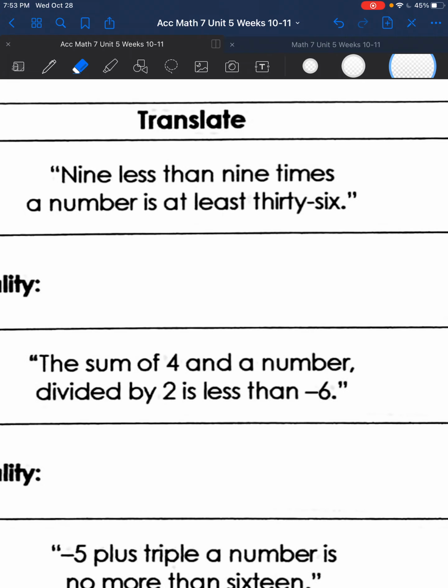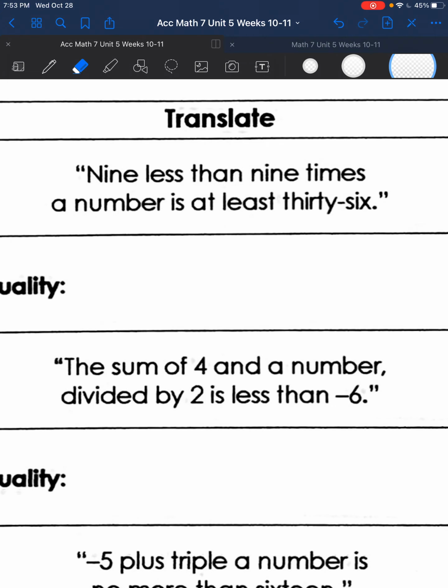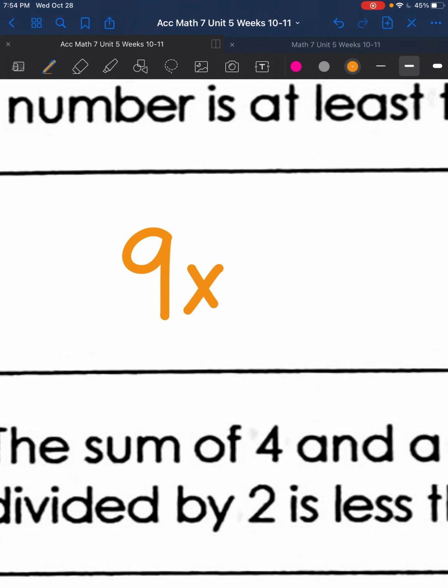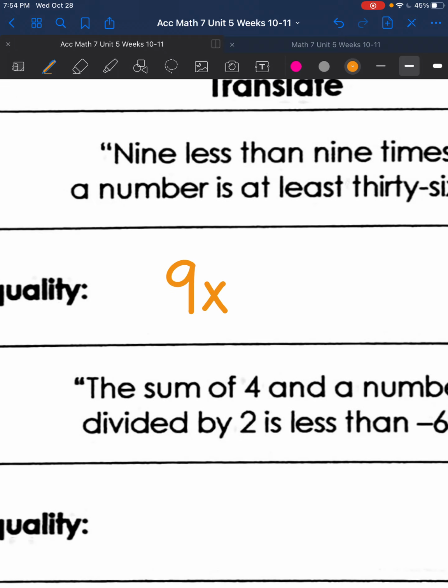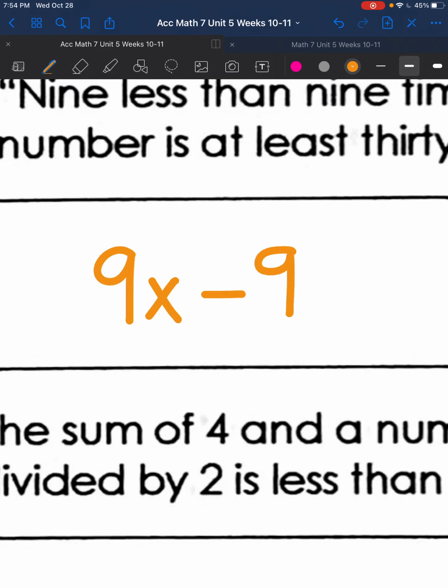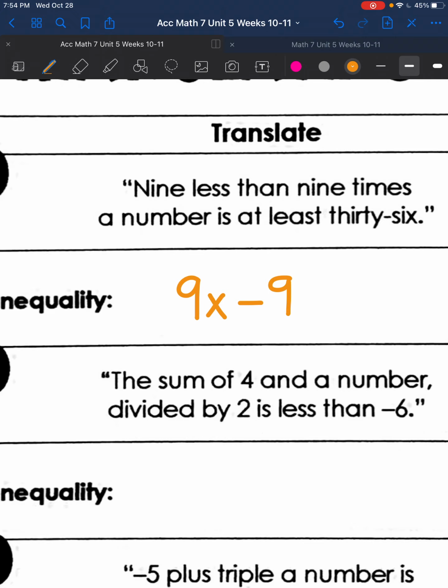So let's look at number 1. We have 9 less than 9 times a number is at least 36. Okay, so I know 9 times a number means I'm going to have 9x, and x represents a number. Now, 9 less than 9 times a number means I want to subtract 9. So 9 less than 9 times a number, I've got that part.